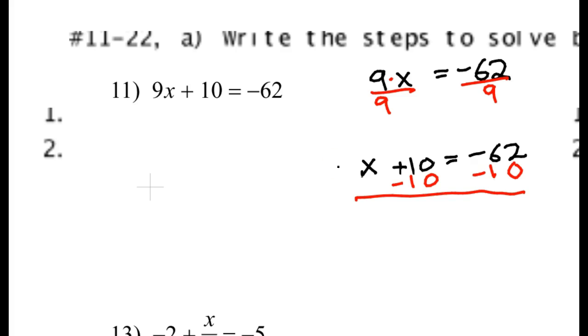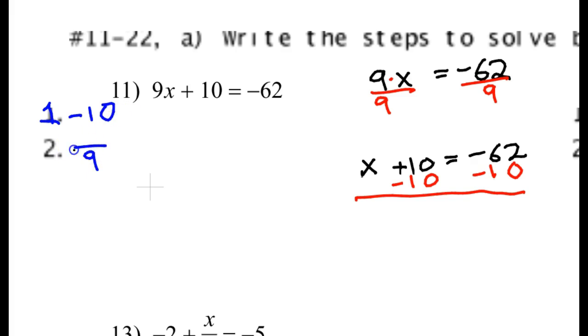What to do first? Should we divide by 9 first, or should we subtract 10 first? Yeah, so when you're solving, you usually do the reverse of PEMDAS, the reverse of order of operations. The last thing in order of operations is add, subtract. That's the first thing you're going to do with solving. So if there's a plus 10, we're going to first subtract 10 on both sides. Then we're going to divide by 9 on both sides.